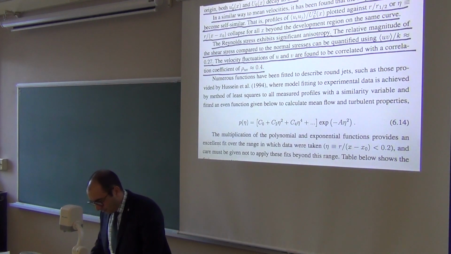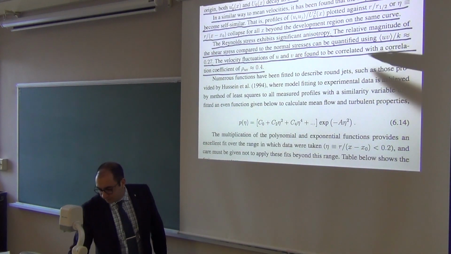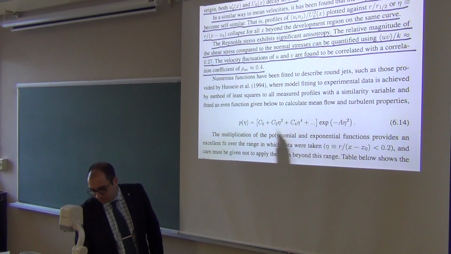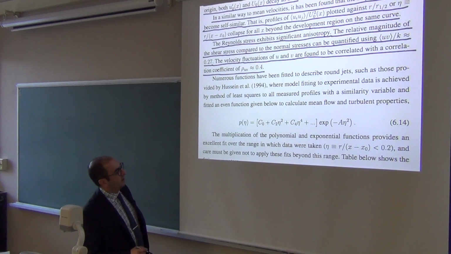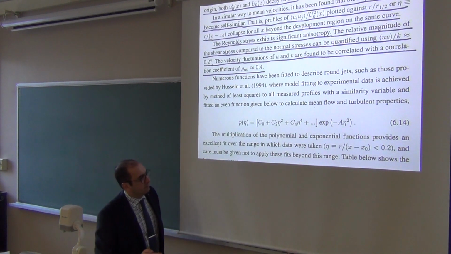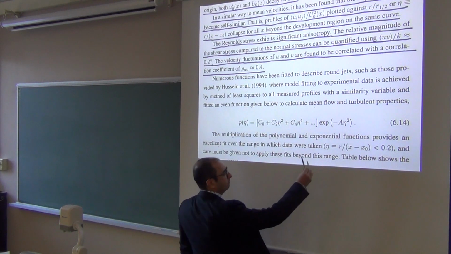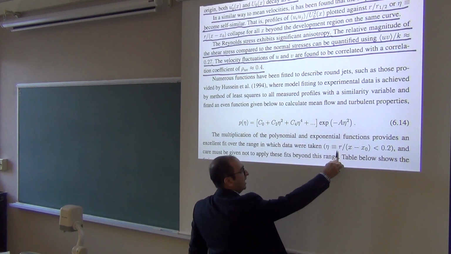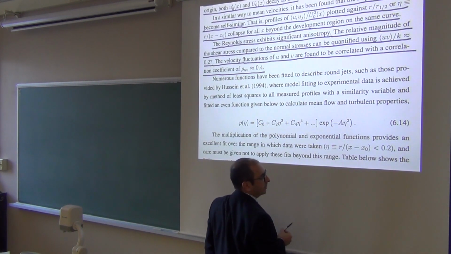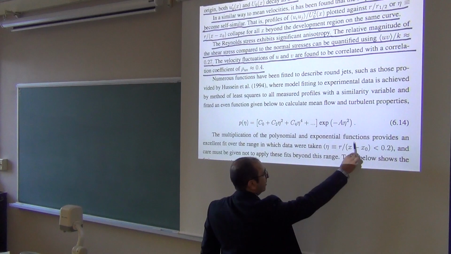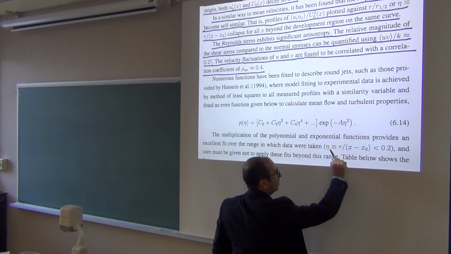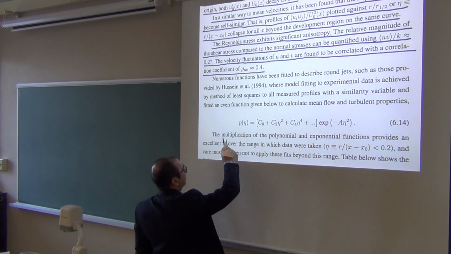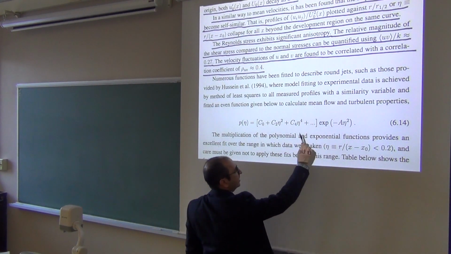And numerous functions have been fitted to describe round jets. Most of them combine a polynomial times exponential fit to the quantity of interest. If you remember, we said the similarity variable for a jet can be defined as eta, defined as radial distance divided by the horizontal distance. And we say in the self-similar region where this quantity is less than 0.2, you can fit a lot of the turbulence statistics using this function in the radial direction.